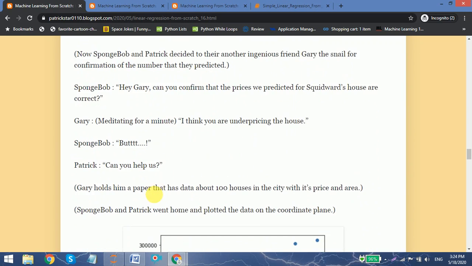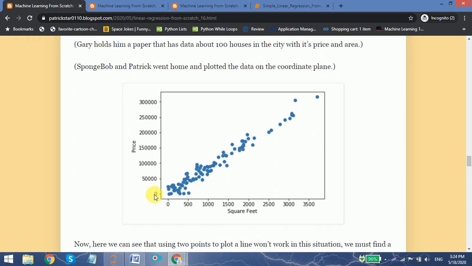Okay, in real world data, we don't generally see only two data points. We have millions of data points from which we have to conclude the value of the dependent variable, right? And here you can see that we have 100 data points plotted on a scatter plot. So what we have to do is find a line that best fits our data. Now, what is the meaning of best fits our data?